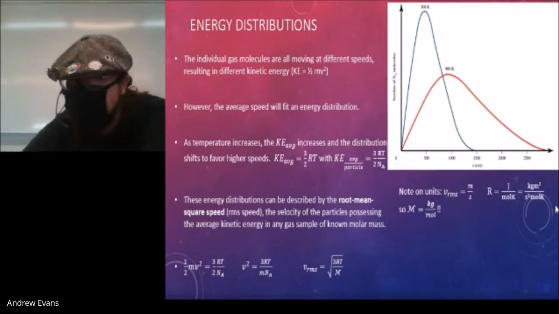So I will not test you over this, but there may be at least one problem on the homework. So there's going to be 3 times R, which is 8.314, times temperature in Kelvin over molar mass in kilograms per mole.